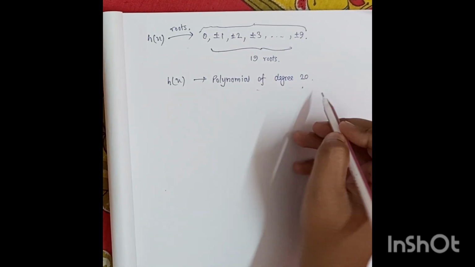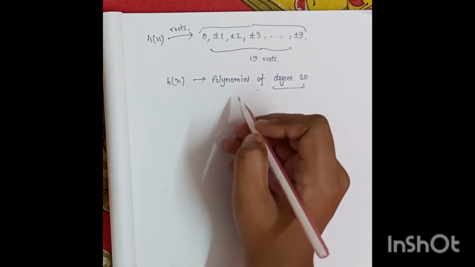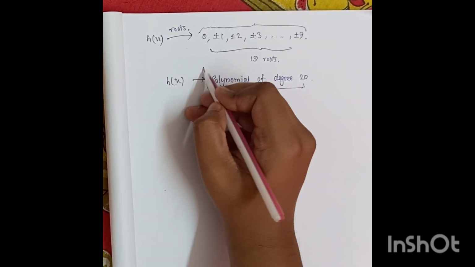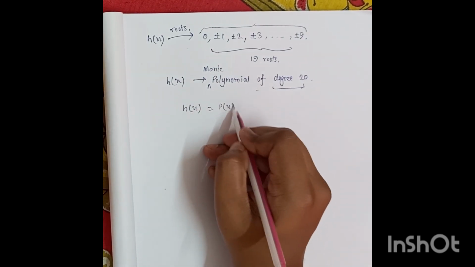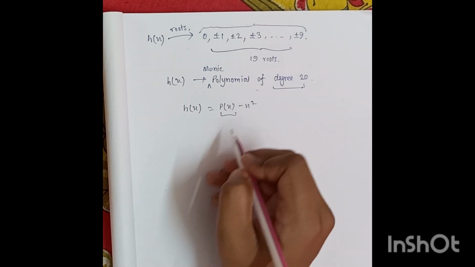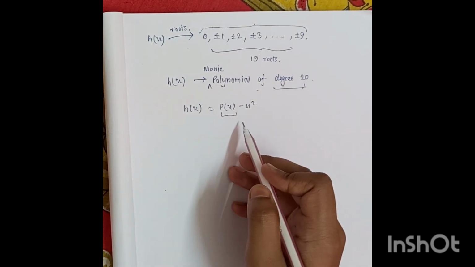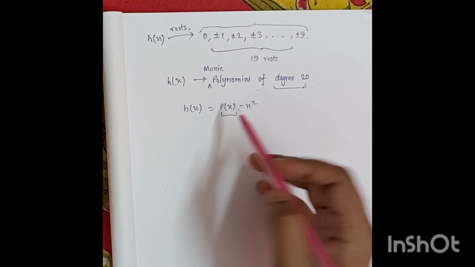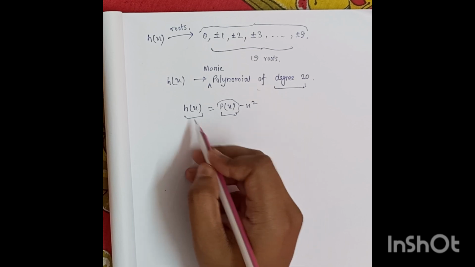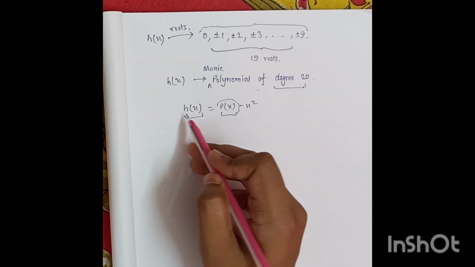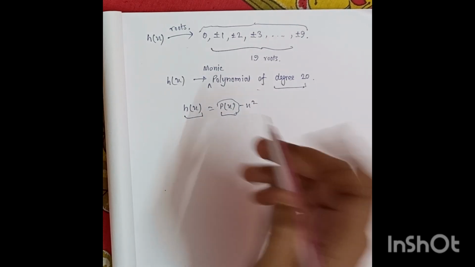So there must be another real root of h(x), and also we can say that h(x) is a monic polynomial, as we define h(x) as p(x) minus x square, and p(x) is itself a monic polynomial. A monic polynomial is a polynomial equation the coefficient of whose highest degree term is 1. So that means h(x) is also a monic polynomial. So the leading coefficient, that is the coefficient of the highest degree term of h(x), must be 1.